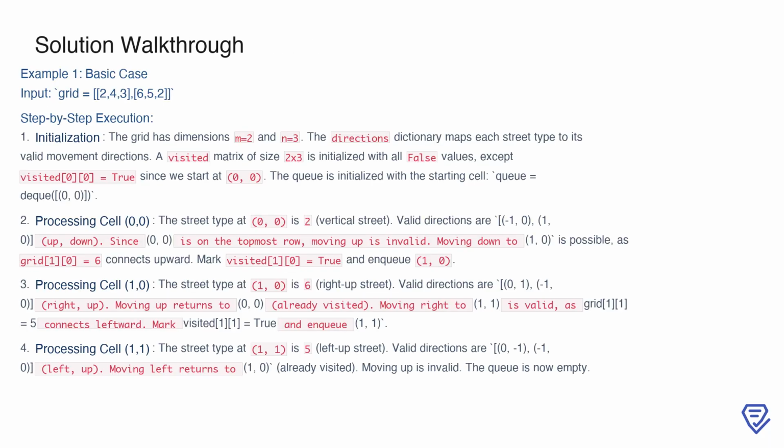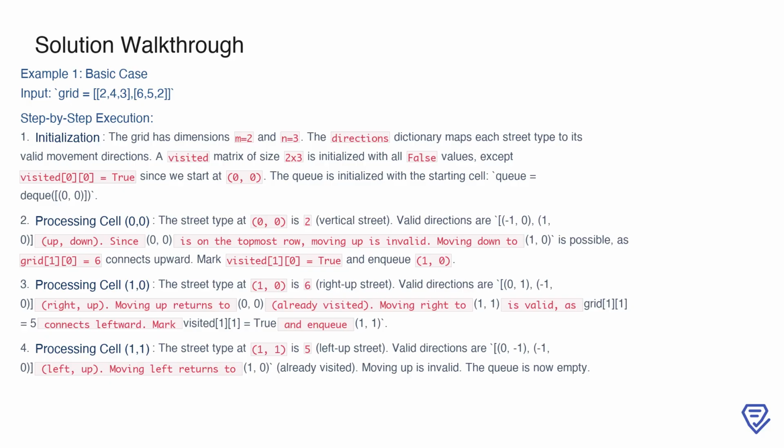To solve this problem, we need to determine if there is a valid path from the top left corner of the grid to the bottom right corner, following specific movement rules defined by the grid's street types. In the first example, the grid has dimensions 2 by 3, and we initialize the visited matrix to keep track of cells we've already processed. Starting at 0, 0, we mark it as visited and add it to our queue. The street type at 0, 0 is 2, which allows vertical movement. Since moving up is invalid here, we can only move down to 1, 0. The connection is valid because the street type at 1, 0 allows upward movement, so we mark 1, 0 as visited and add it to the queue.